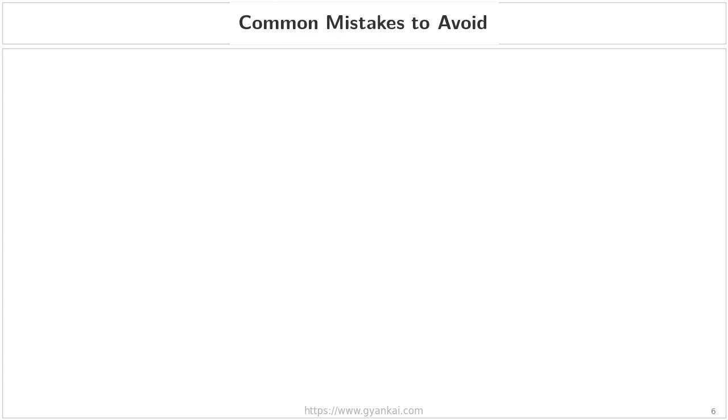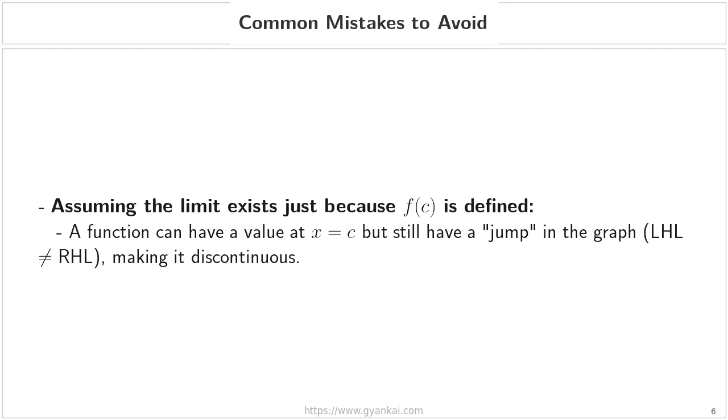Common mistakes to avoid. Now that we have walked through the worked examples, it is crucial to discuss some common pitfalls students often encounter when determining continuity. First, avoid the mistake of assuming that a limit exists simply because the function is defined at point c, as we discussed in our 3-step criteria. Having a value for f of c is only the first step.